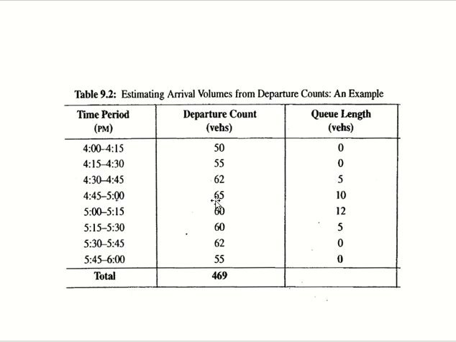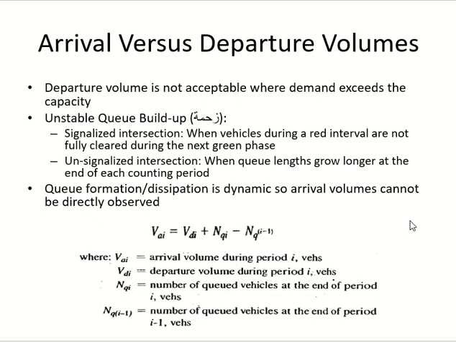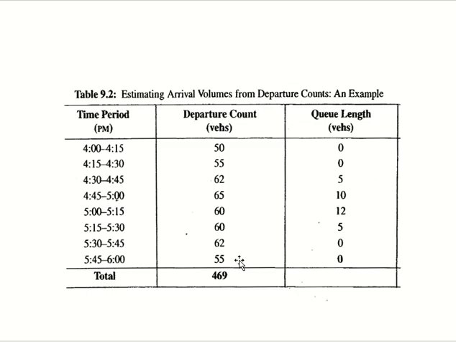Okay, next one. So we have 65 which departed and 10 are in the queue. So should I say 75? No, because the queue was already up to 5 vehicles before. So it is 65 plus 10 minus 5. So 70 vehicles basically arrived, and so on and so forth. So you can do the calculations yourself and refer to the equation. What I told you is just following the equation.